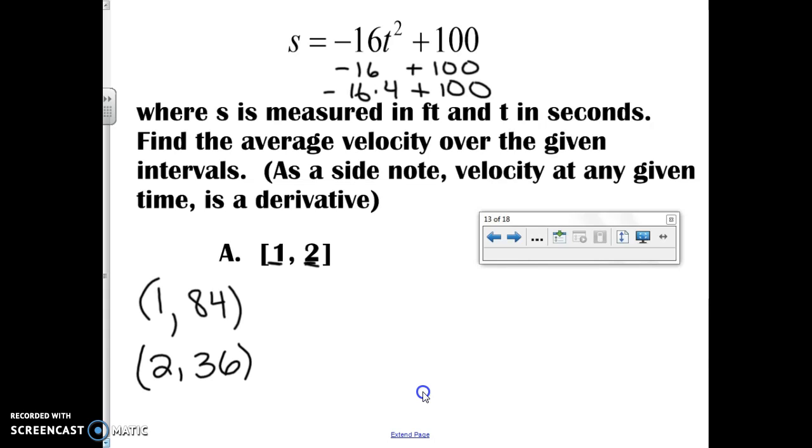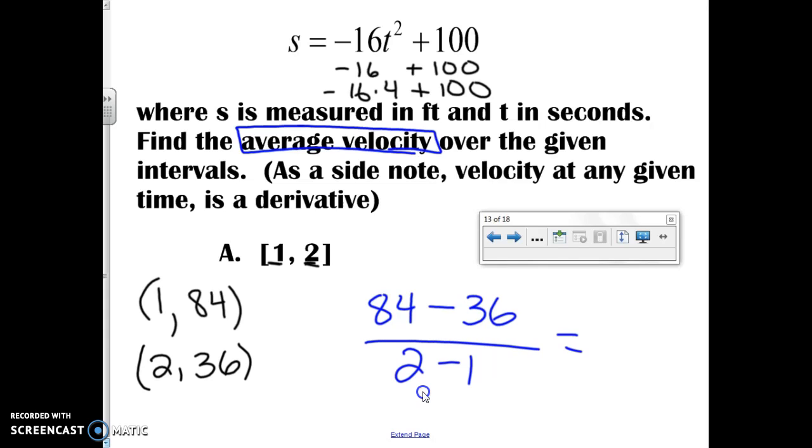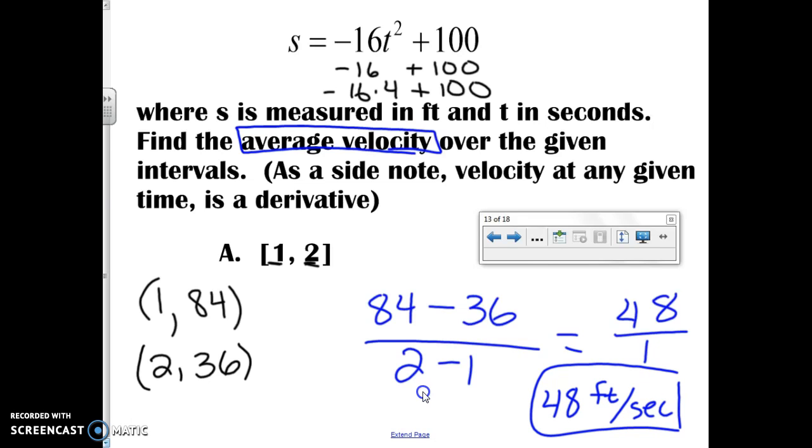Then, if I want average velocity, average, not instantaneous, average, that is my change in position. So 84 minus 36 over the change in time. So 2 minus 1. So my average rate of change is going to be 48 over 1. And so in this case, it's feet per second. So average velocity is 48 feet in 1 second for that particular set of coordinates. That's at 1, 2.